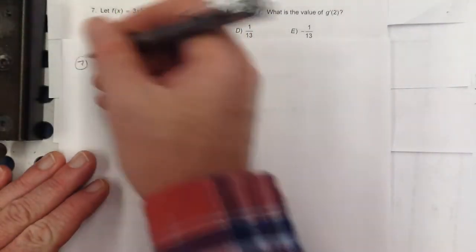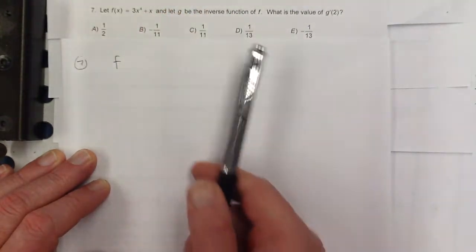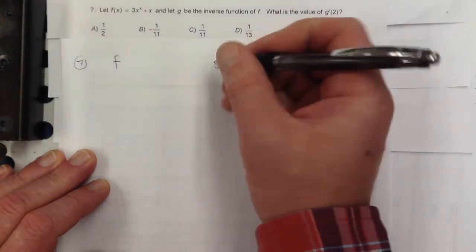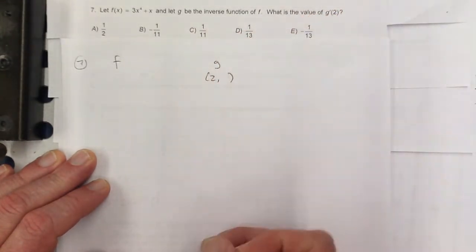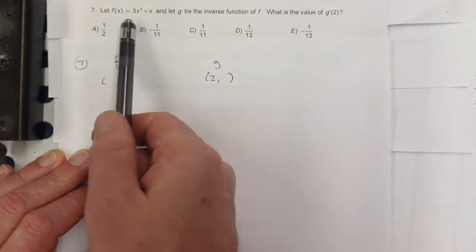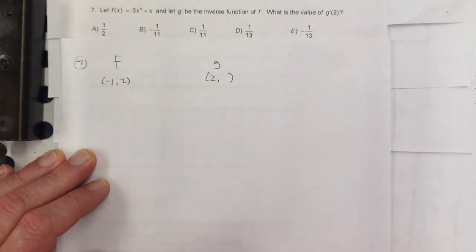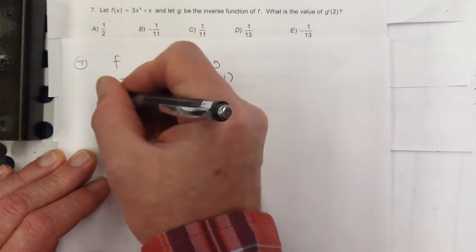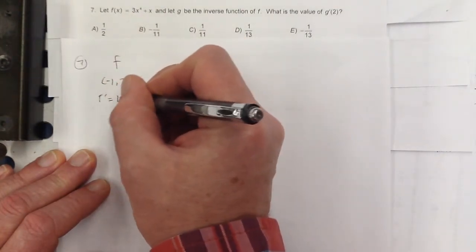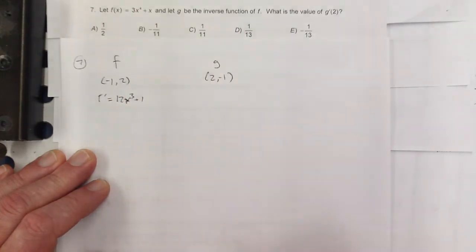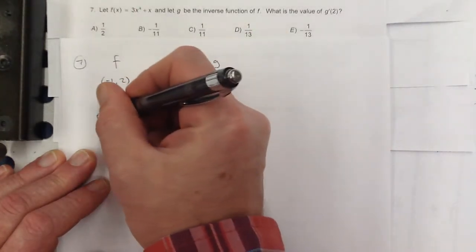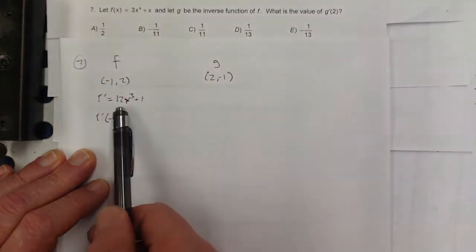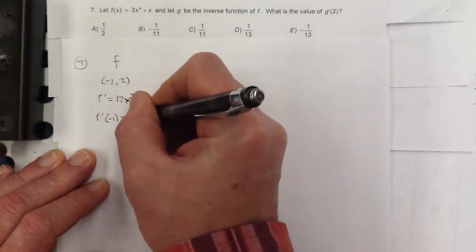All right, number 7. Got my f function, and g is the inverse, and I'm interested in the point 2 comma something on the inverse, which corresponds to something comma 2. Looks like -1. We'll get the job done there. And so f prime is going to be 12x cubed plus 1, and then f prime of negative 1 is negative 12 plus 1, that's negative 11.